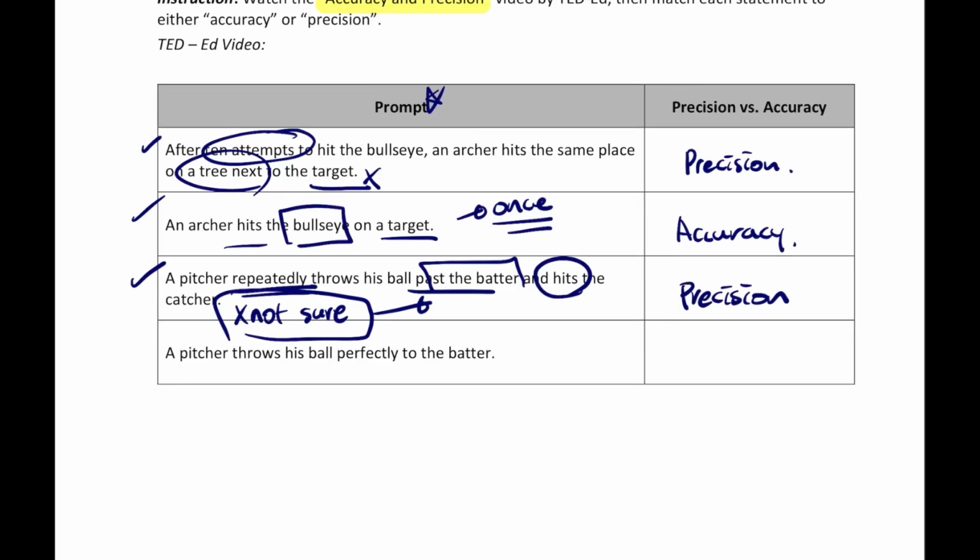Okay, then let's look at the last prompt. It says that a pitcher throws his ball perfectly to the batter, right? This is not a repeated action, meaning this only happened once. And it seems like the pitcher throws his ball perfectly to the batter, because it says just perfectly. So the goal of this pitcher is the batter, right? So we can say that this is accuracy, but we cannot say it's precision because it only happened once. Okay?